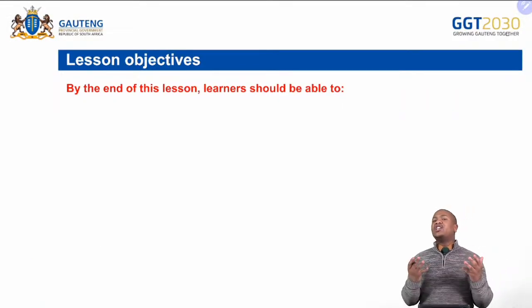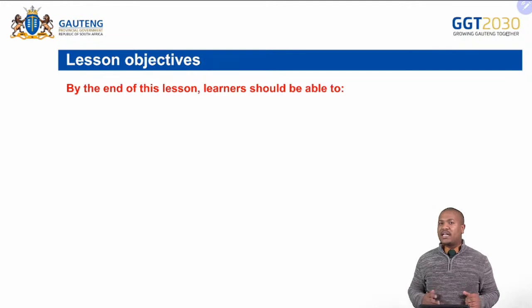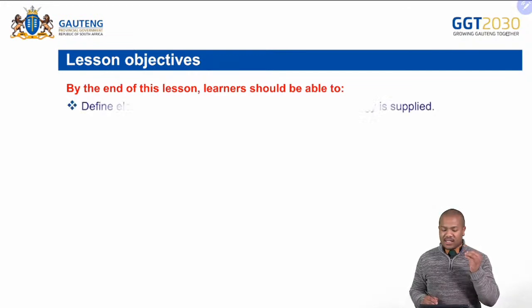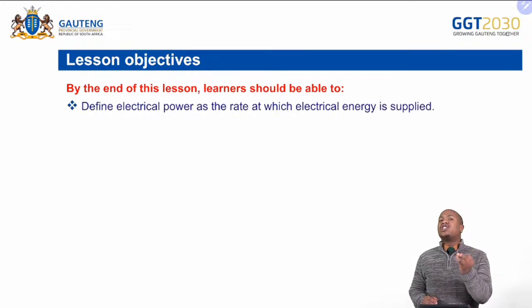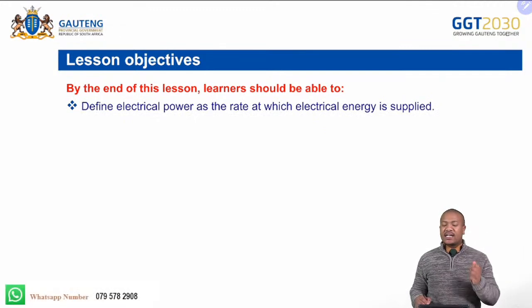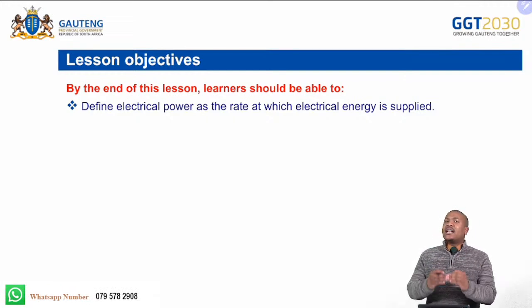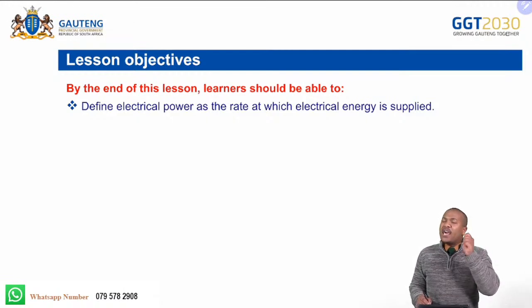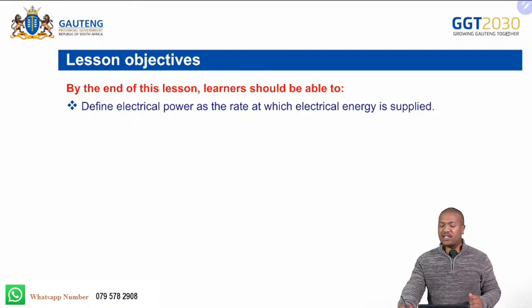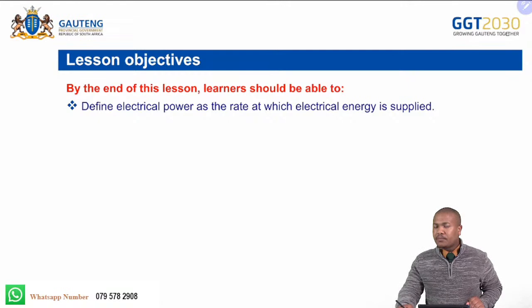This is what we need to achieve by the end of this lesson. Meaning by the end of this lesson, you should be in a position where you are able to define electrical power as the rate at which electrical energy is supplied. That's point number 1 that you should have achieved.